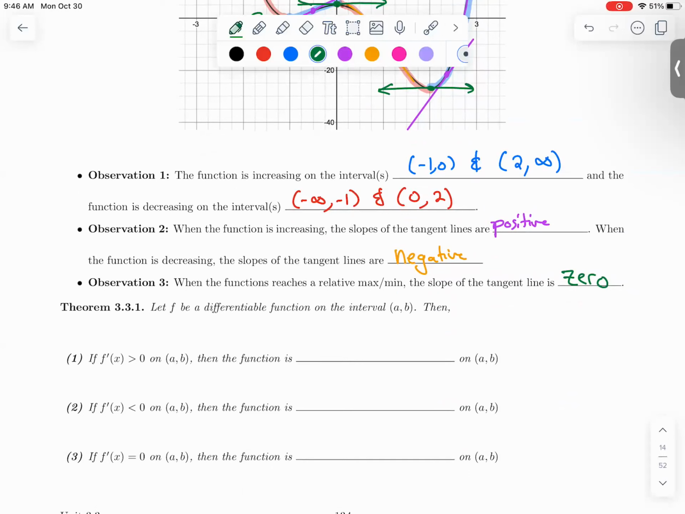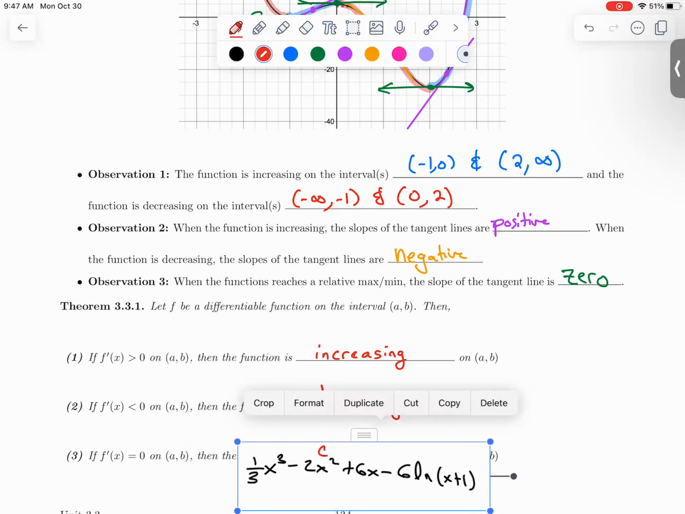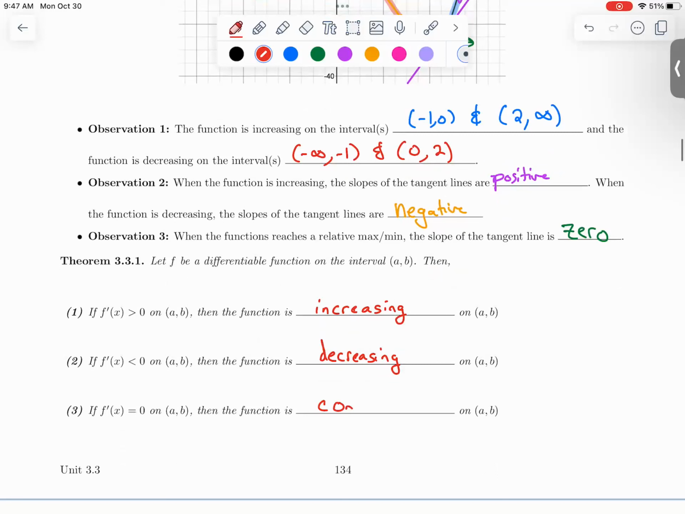So for us, let f be a differentiable function. If it wasn't differentiable, we wouldn't really be able to use this. But if f prime of x is greater than 0 on the interval (a, b), then the function is increasing on the interval. If it's less than 0, it's decreasing. And if the derivative equals 0, it's constant.